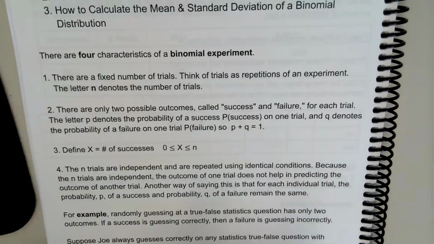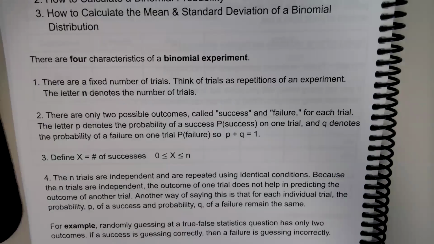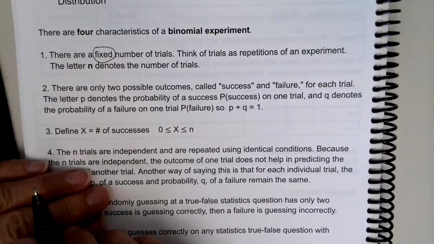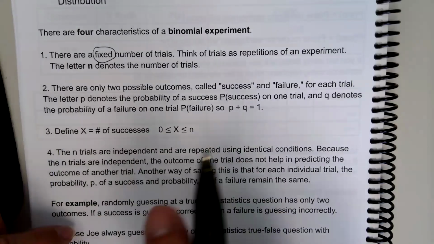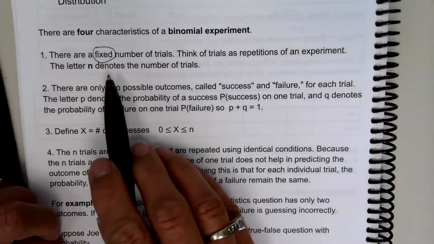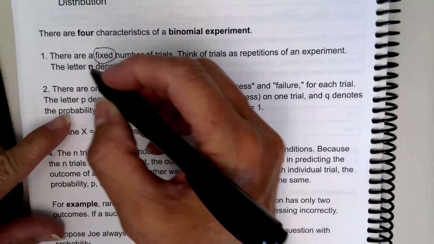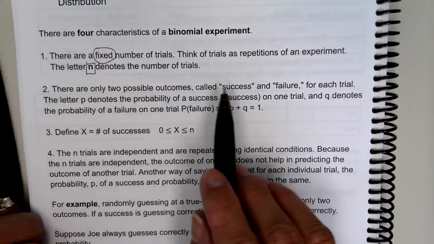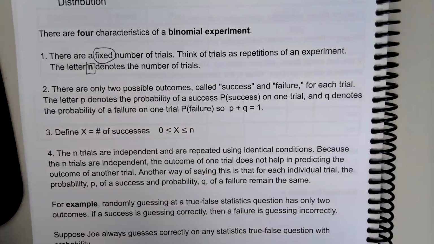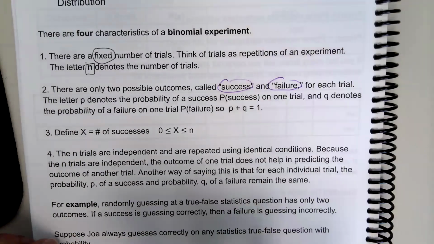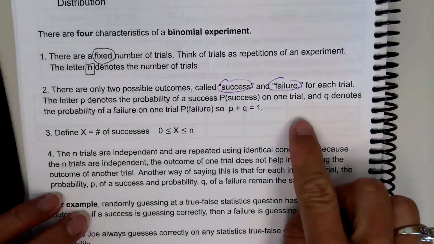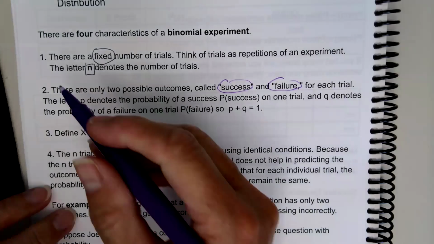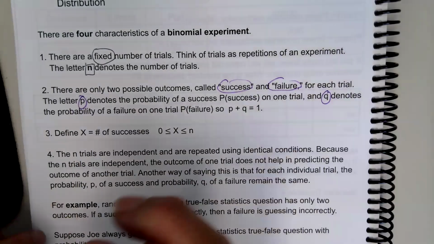So a binomial experiment has four characteristics. The four characteristics are, number 1, there is a fixed number of trials, meaning I'm going to roll the die 5 times, not I'm going to roll the die until I get a 6. It's a fixed number of trials. We denote that with an n, little n for sample size. Number 2, there are only two possible outcomes, either a success or a failure. The probability of success and failure always equals 1. We usually define the probability of success with a P here, and the probability of failure with a Q.